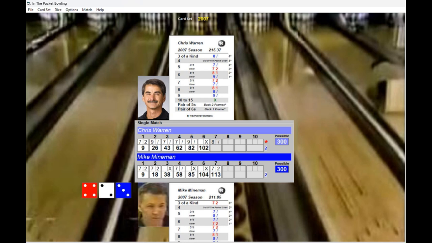On 8. It's a 3-3-6. Boom. A pair of threes. That is an X on the board. So he gets a strike on 8 to walk off of.